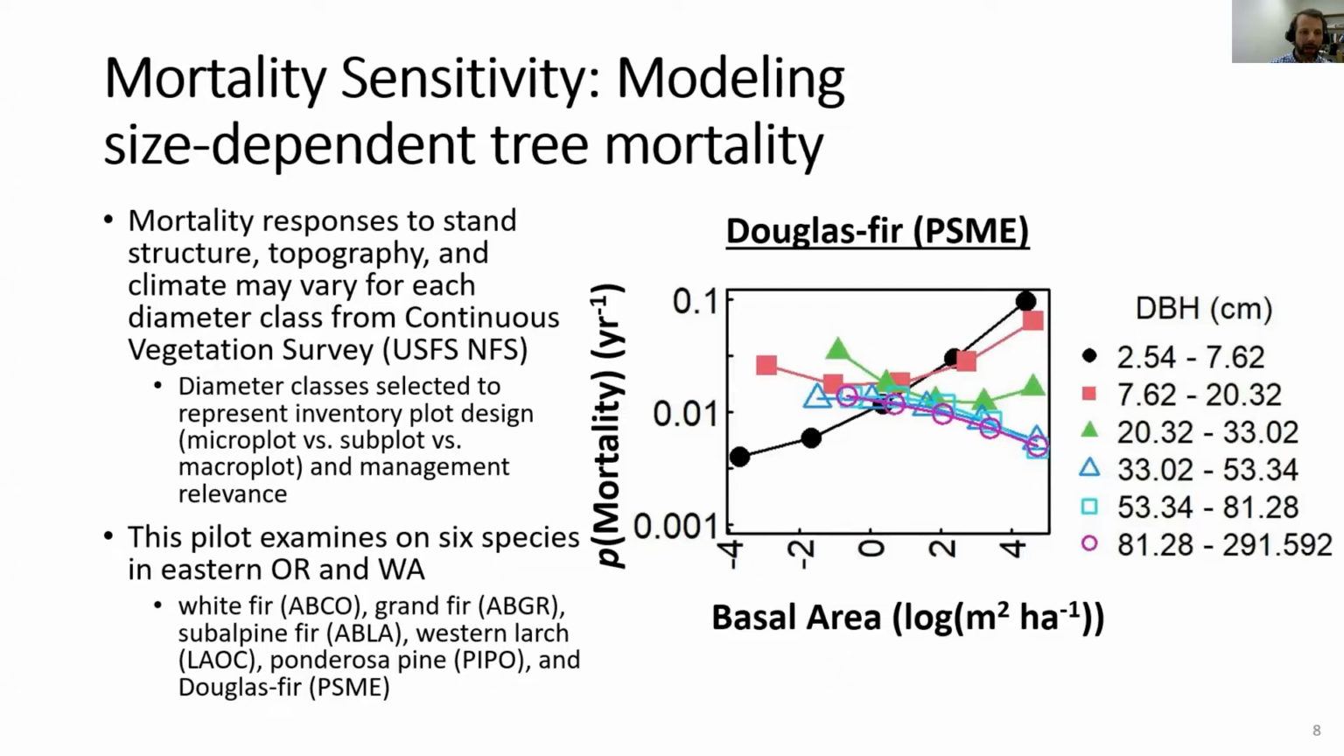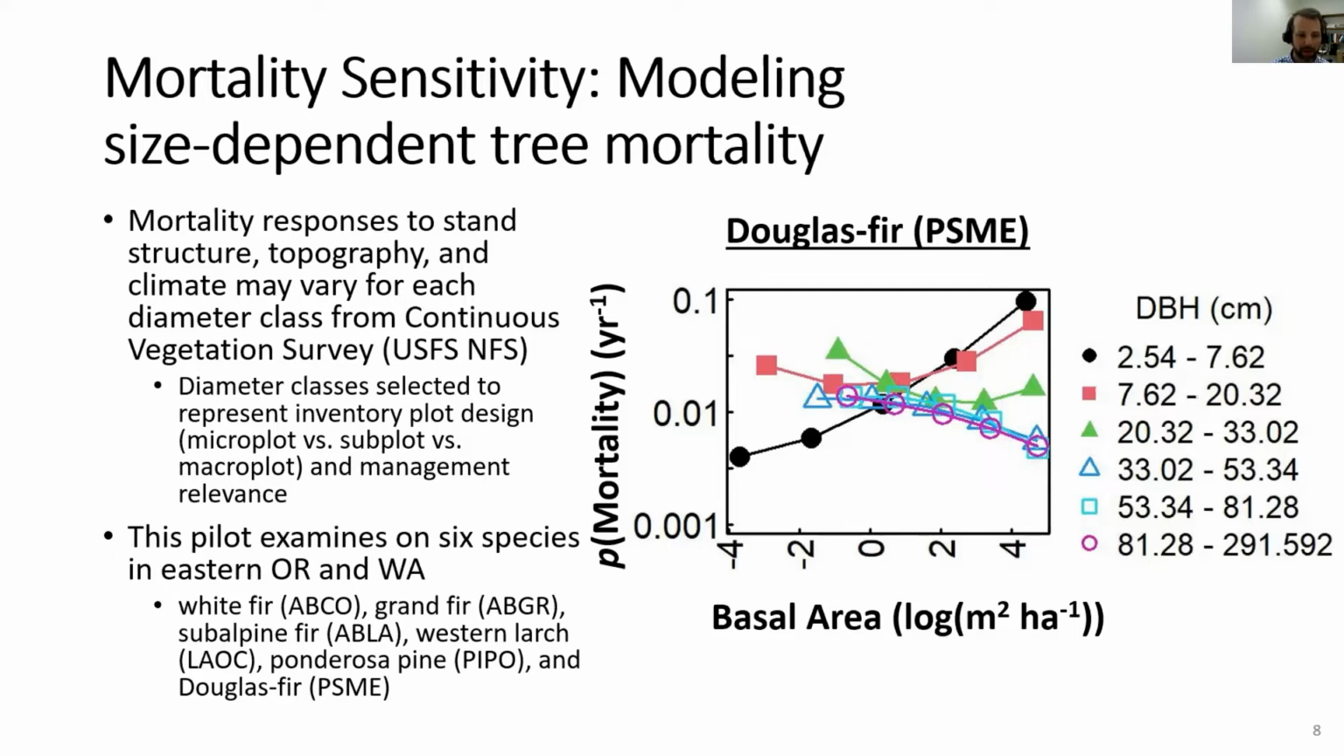So the mortality modeling, the sensitivity part of it, what we wanted to do was we were using forest inventory data on National Forest System lands in Eastern Oregon and Washington. This was called the Continuous Vegetation Survey. It's sort of like Forest Inventory and Analysis for those familiar with that inventory, but a little bit different. And we looked at mortality as a function of basal area and quadratic mean diameter, two stand structure variables, topography, and climate.